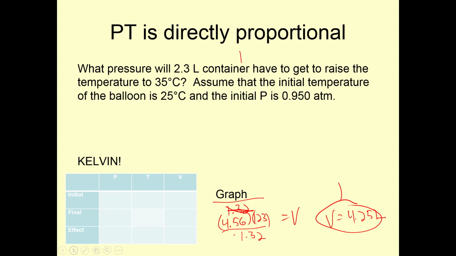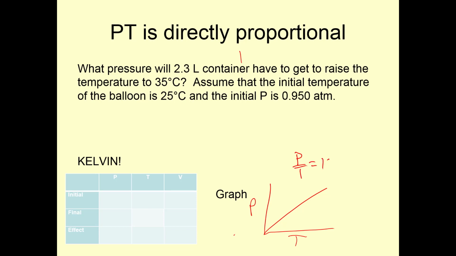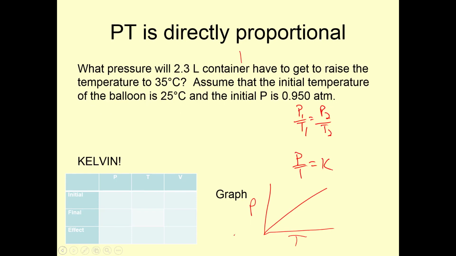Take a look at the next one. PT is directly proportional. So what does that mean? Directly proportional means as one goes up, the other one's going to go up too. Pressure, temperature. The other thing that it means is that P over T equals some constant K. And the other thing that it means is P1 over T1 equals P2 over T2. So these two equations can be helpful, and we can then graph them out.